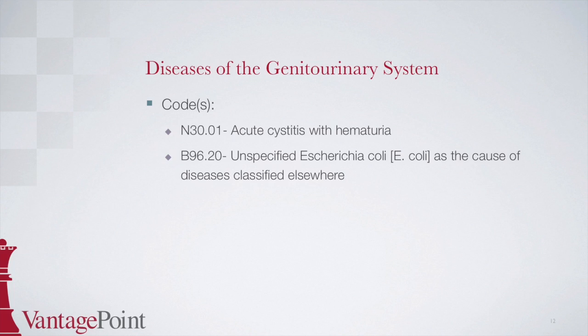B96.20, unspecified Escherichia coli, E. coli, as the cause of diseases classified elsewhere. To locate this code, start at infection in the alphabetic index, then find Escherichia indented below, and then indented below this, the phrase as cause of disease classified elsewhere, which points to B96.20, which you would then confirm in the tabular.